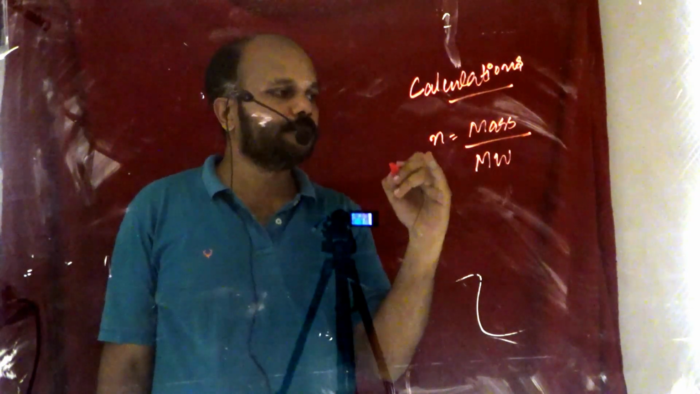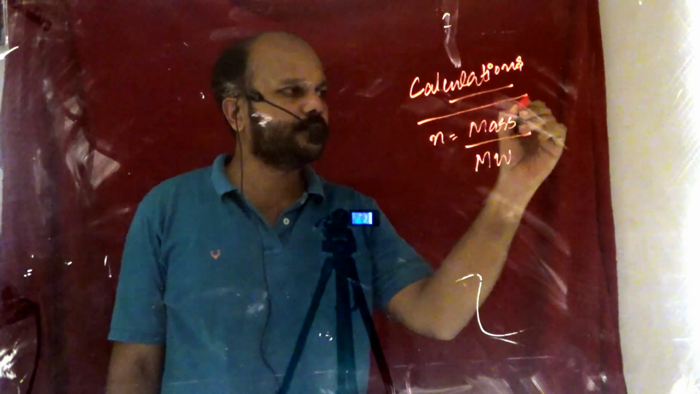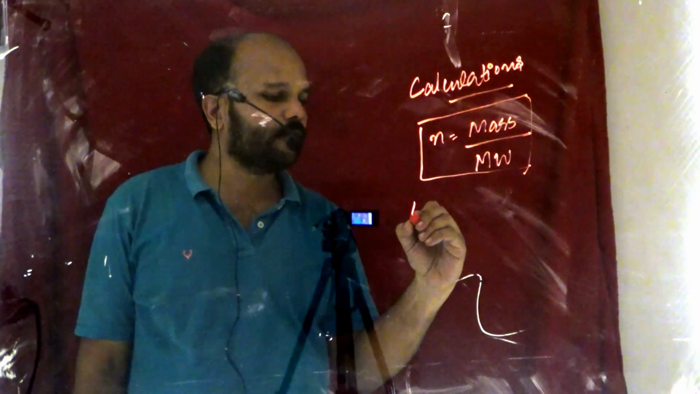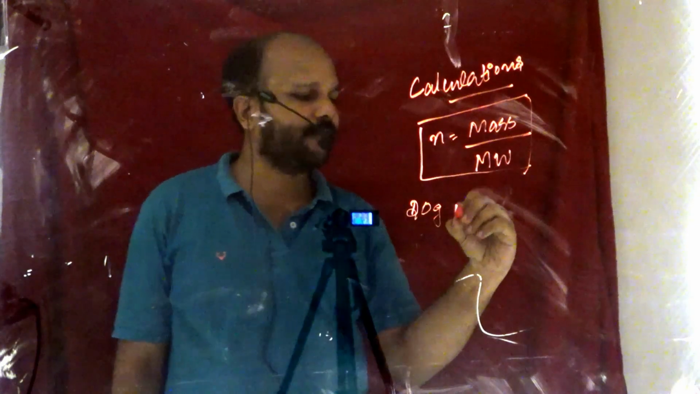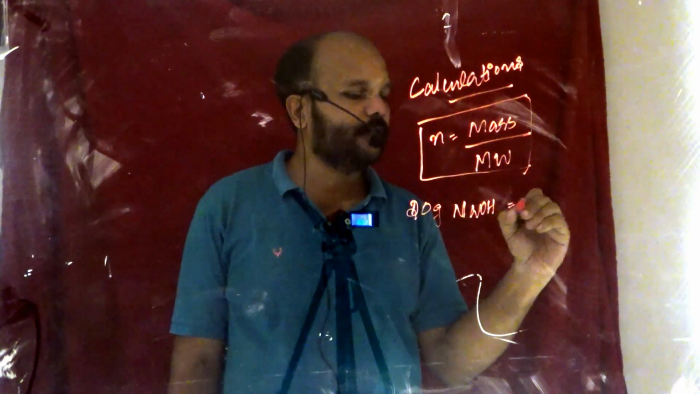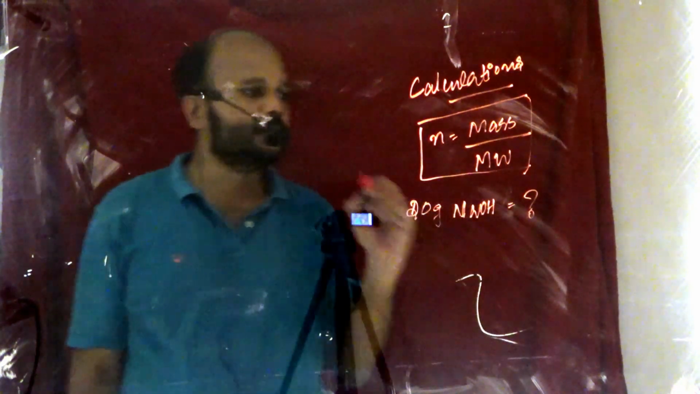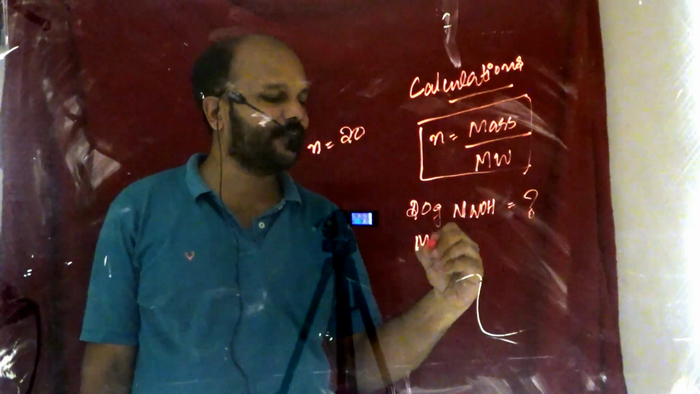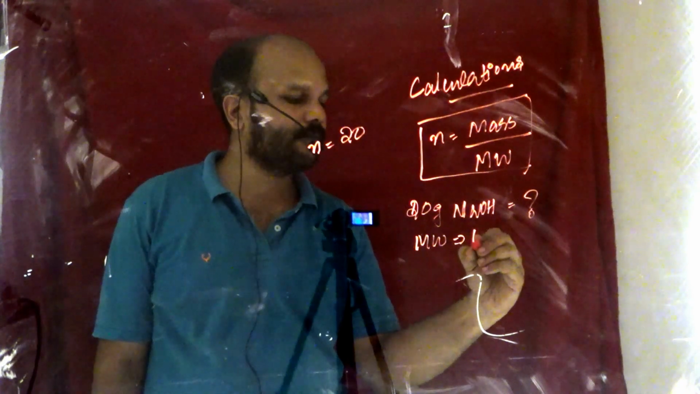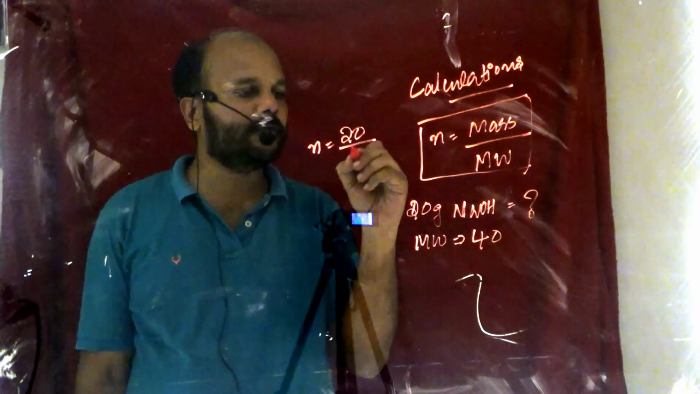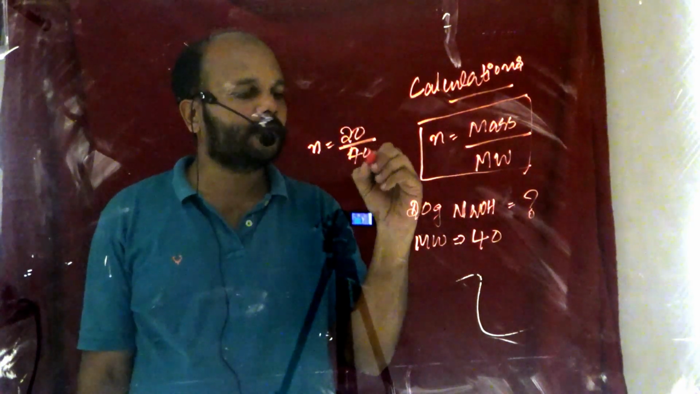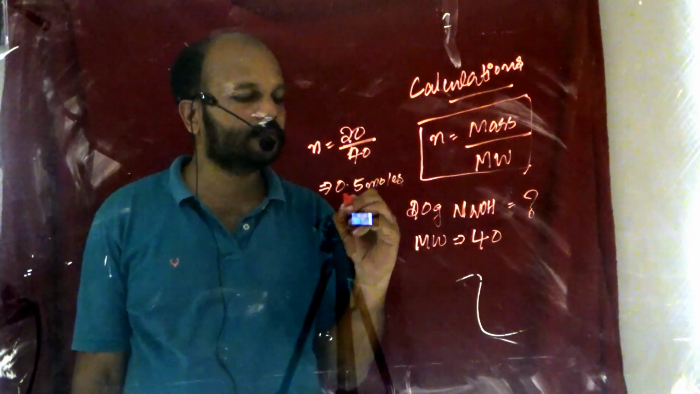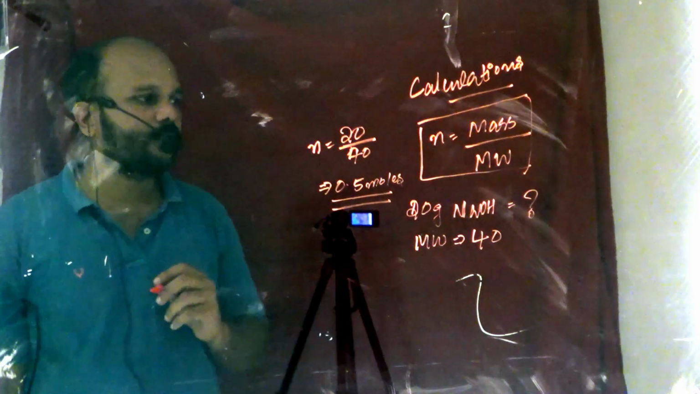Please remember this particular concept. Suppose I am asking you, let it be 20 gram of NaOH. If I am giving you 20 gram of NaOH, how many moles will be present in it? Number of moles is 20 divided by the molecular mass of NaOH, which is 40. So 20 divided by 40 is going to be 0.5 moles. Okay, 0.5 moles it is going to come.